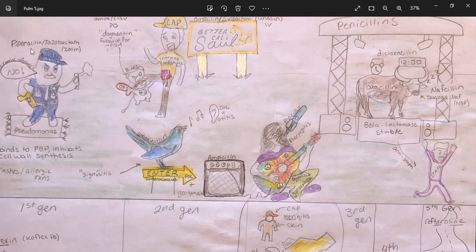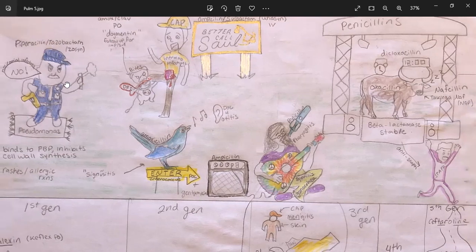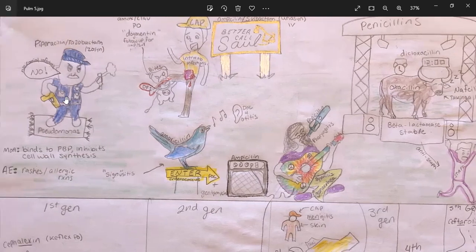Then we have piperacillin tazobactam. So this security guard, he's got his pepper spray and his taser. So pepper spray, taser, tazobactam. And he's like, no, bad dog, get away. So no for nosocomial infections, because that's what this treats. And it also treats Pseudomonas. So he's standing on a rug.